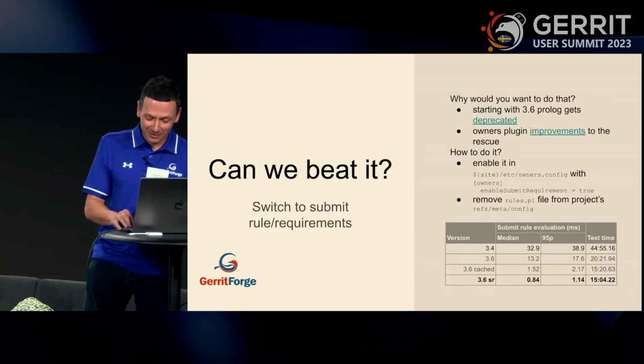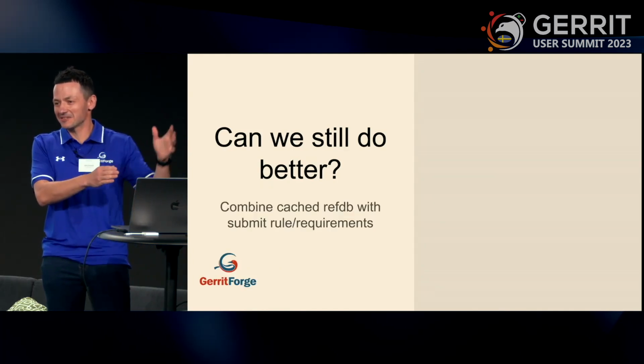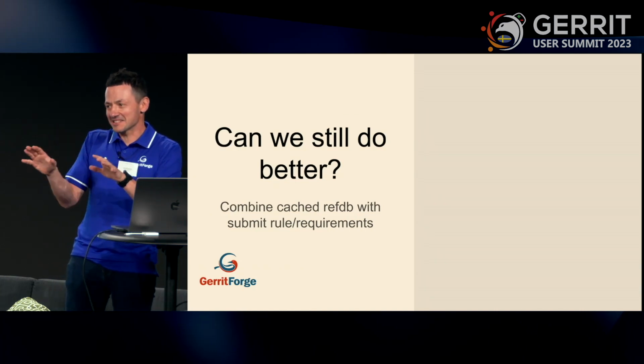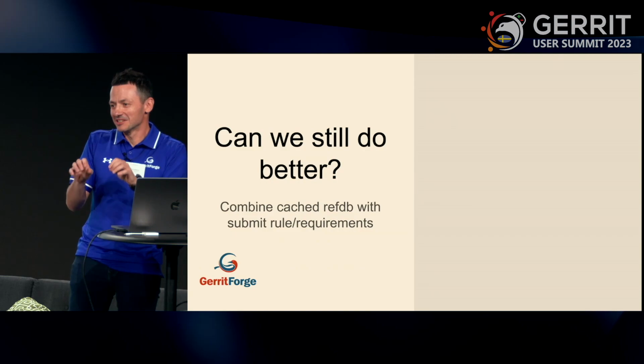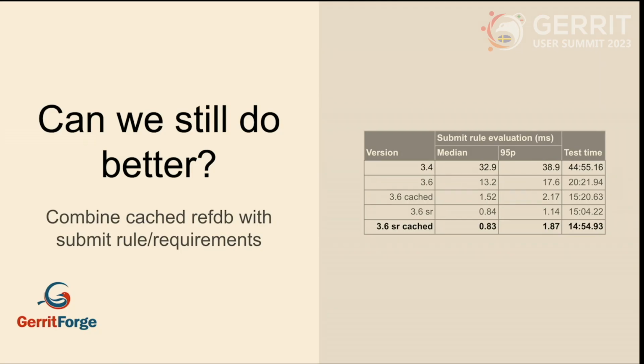And now you're probably wondering what we could do better. We could actually combine these 2 things together, have a cached version and switch to submit requirements. Any guesses? If it will be any faster, super fast, or maybe not super fast? It's slightly faster. And as you can see in submit rule evaluation execution time, the median is around, the 95th percentile is around, it's even kind of slower, but overall the test is faster.